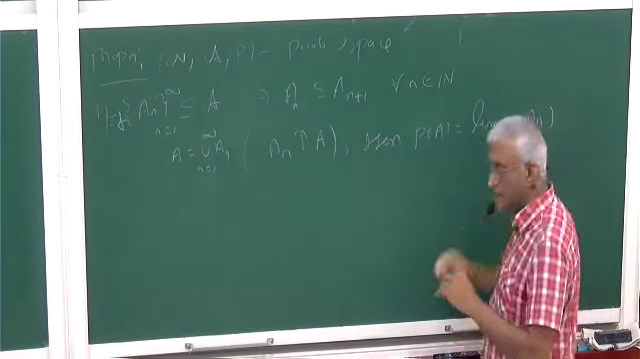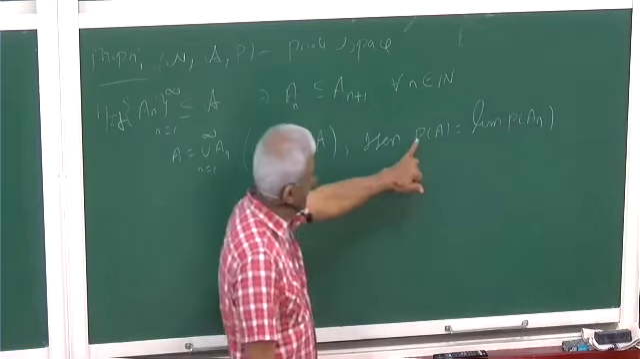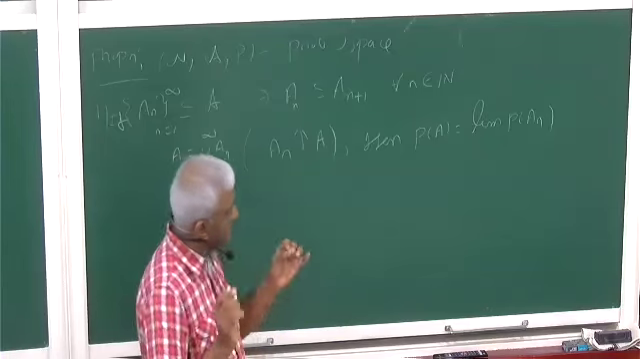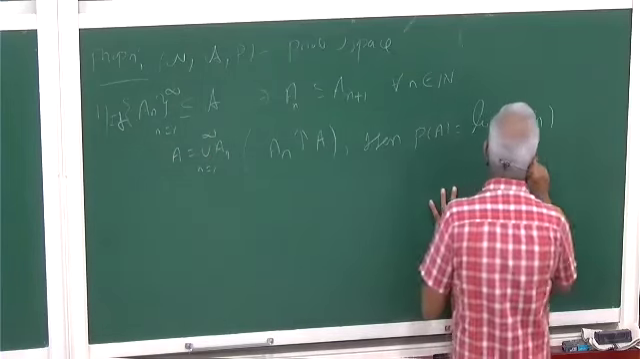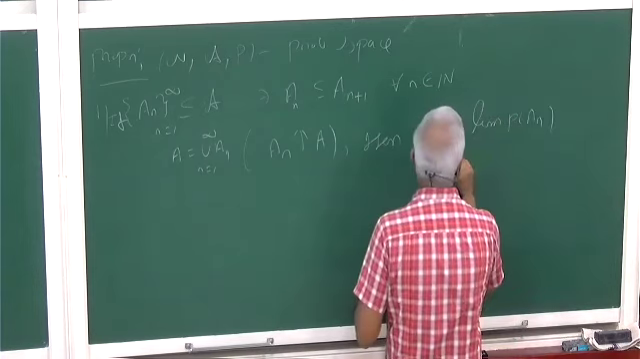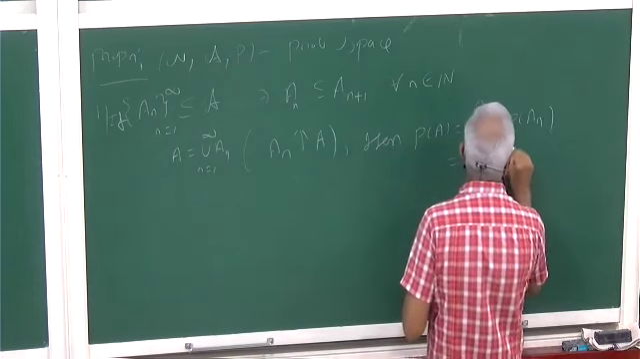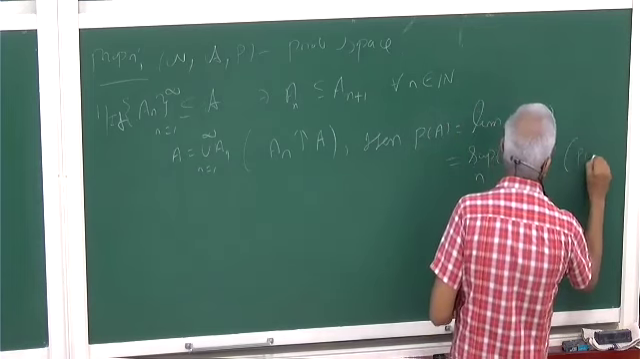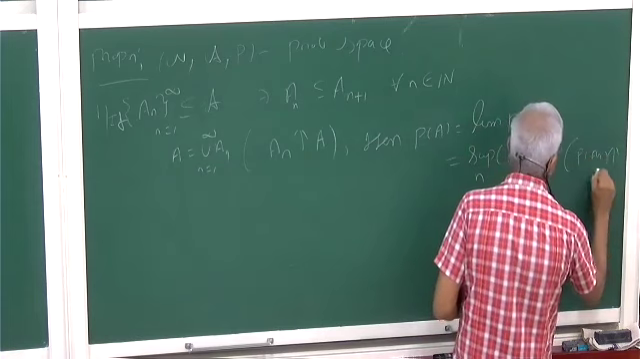We already know that the probability function is a monotone function. That is, if A is contained in B, probability of A is less than or equal to probability of B. So P of An will increase. This just means P of A is equal to the supremum of P of An. That is, P of An will increase to P of A.